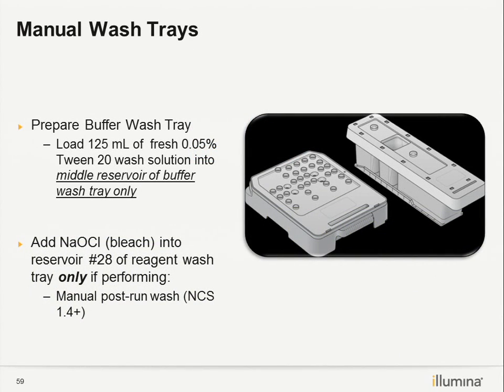And what is supplied with the instrument is a wash tray, just like the reagent cartridge and wash buffer. For a quick wash, you just keep this reagent cartridge empty. You don't need to put any wash buffer inside. You just put the wash buffer into this wash tray here, and the instrument will pump the reagents to the tray automatically. But for a manual post-run wash, besides adding the wash buffer, the clean buffer here, you also need to add sodium hypochlorite to position 28. Yep. So that's the only two things that you need to do.